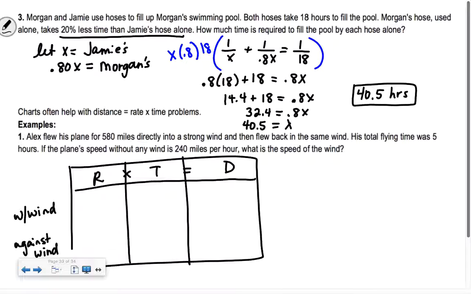Okay, and the question at the end says, what is the speed of the wind? A lot of times in story problems, I would say like 90% of the time, the very last thing they ask for is usually what you should let your variable be. So what is the speed of the wind? We're saying let W equal speed of wind, or X if you prefer X.